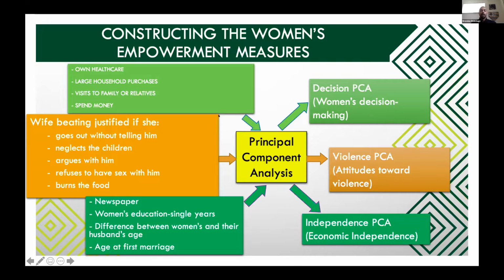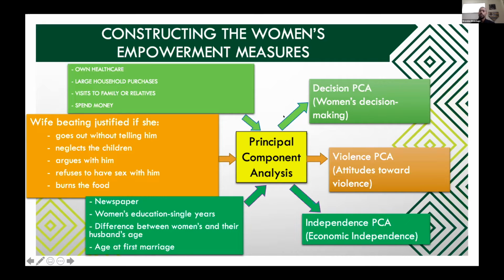So now we'll talk about our dependent variables, which is the women empowerment indexes. So we create 3 indexes for women empowerment using principal component analysis. And this is rather interesting because it allows us to take a group of variables and combine it into just one variable. And we do this for each one of our indexes.